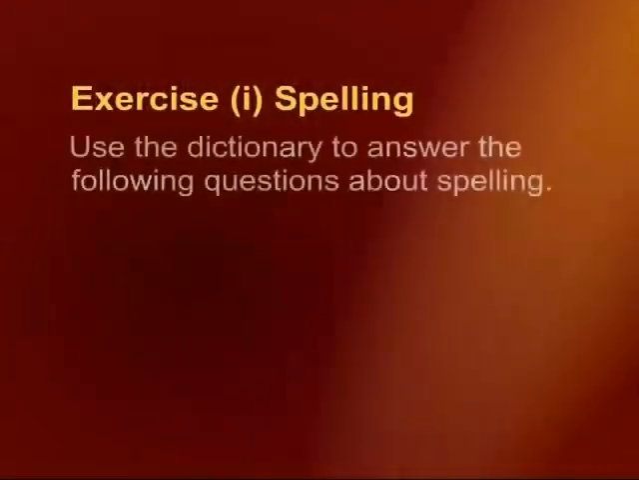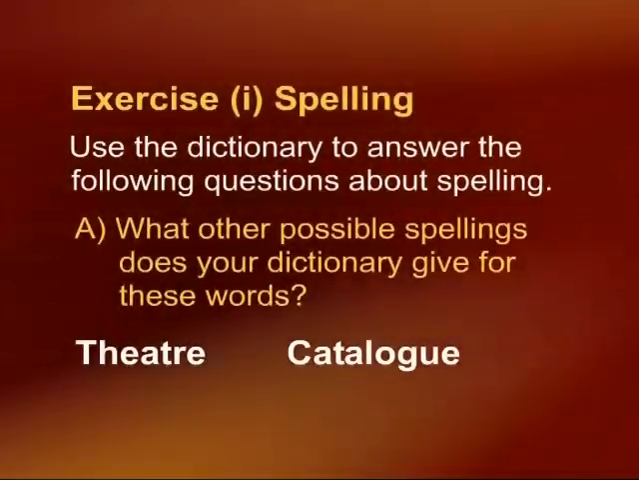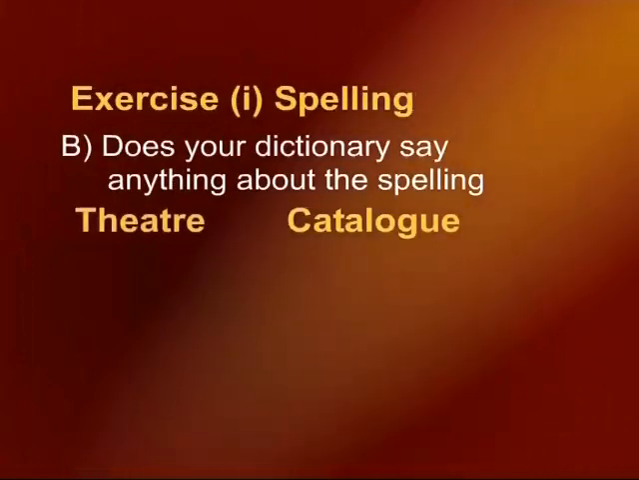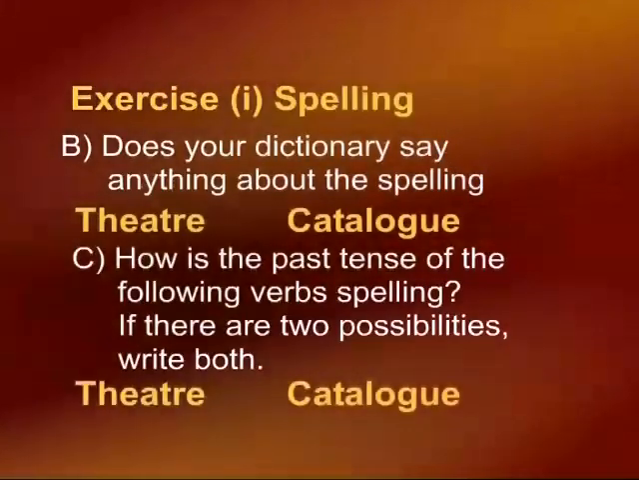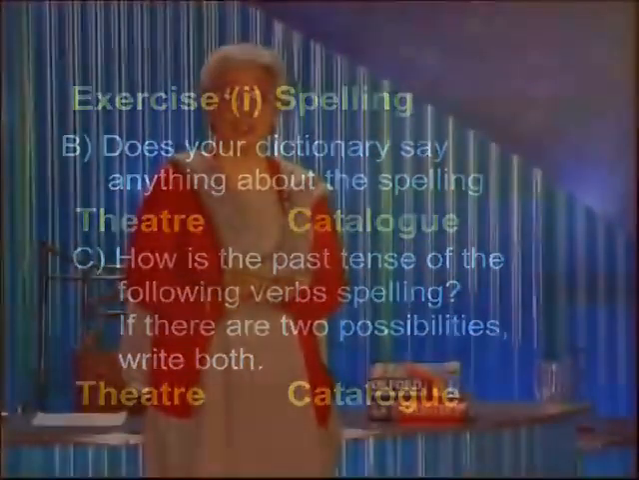I would like you to open your dictionaries and look at the word theatre and the word catalogue. On the screen, you will find these words given, and just see how they are spelled. Your dictionary will clarify for you. It will have the word AM for American, BR for British. It will tell you which is the British spelling and which is the American spelling. Now, that is the first use of your dictionary.